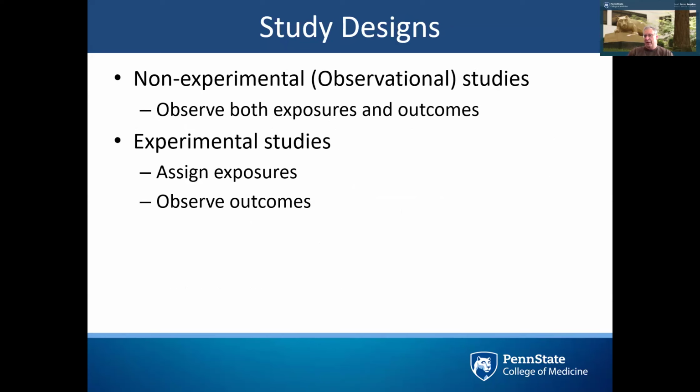Just to reiterate, in a non-experimental study, you're observing both the exposure and the outcome. And in an experimental design, you're assigning exposure. For example, in a clinical trial, you're randomizing patients to drug A or drug B, but you observe the outcome that they obtain.